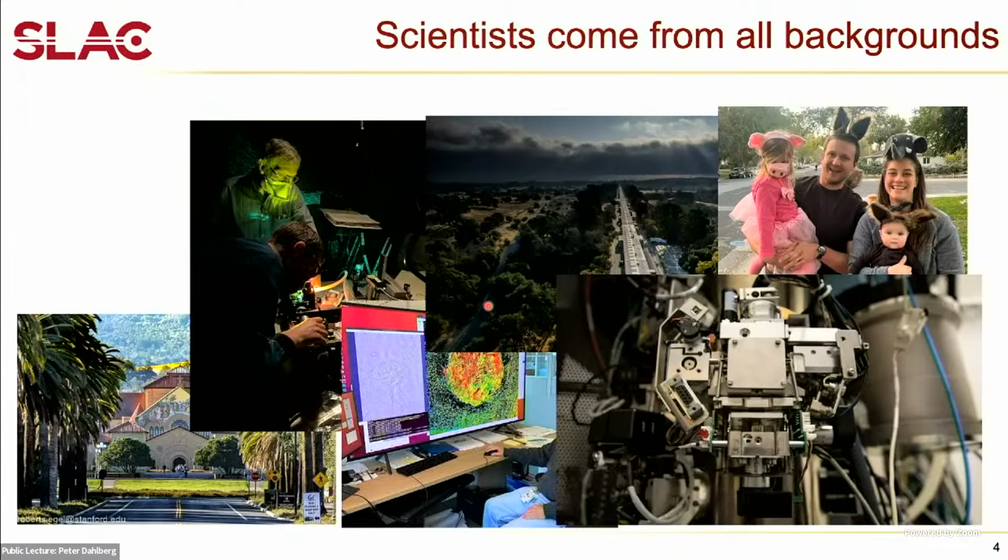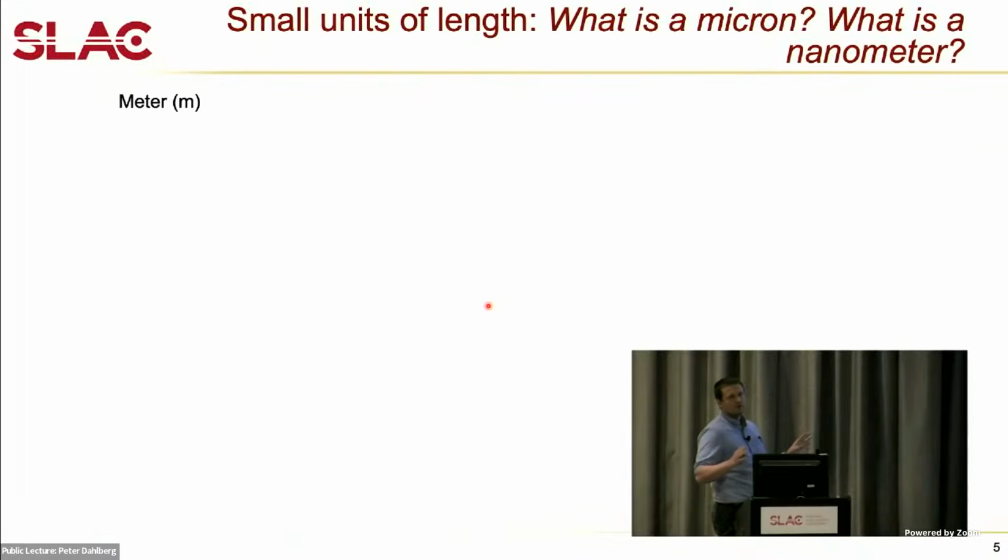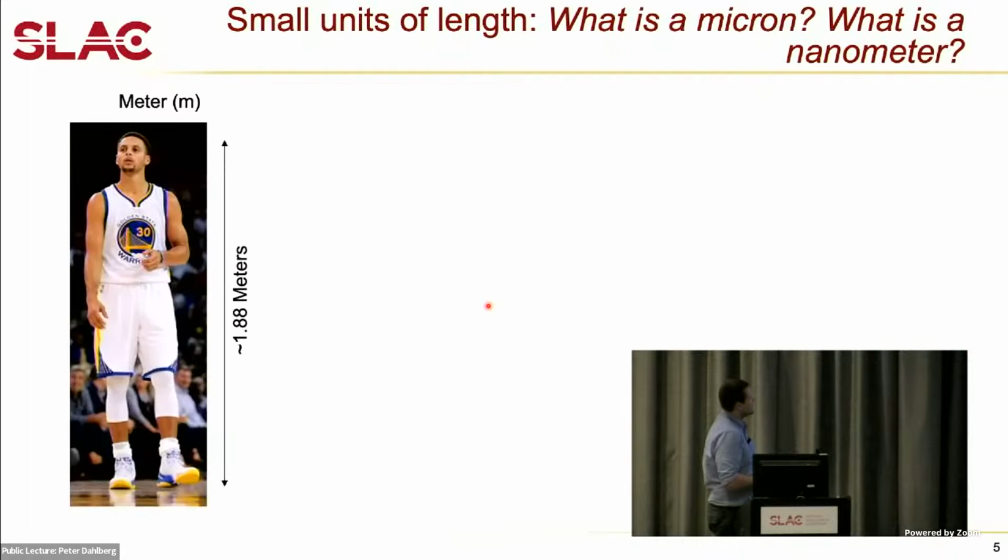And because this is a microscopy lecture, I want to make sure that we're all on the same page about small units of length. So on the next slide here, I'm going to go through some units of length with some objects of reference. The first unit I think we're all familiar with is a meter. And as a good object of reference, we have Steph Curry. Steph Curry is 1.88 meters tall, according to Wikipedia, and is unfortunately far larger than the systems that we're going to be looking at today.